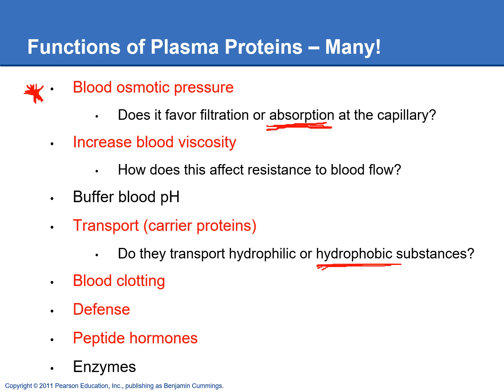Some of our plasma proteins are used for blood clotting. So they're clotting factors, which we'll talk about at the end of the chapter. And then some of our plasma proteins are used for defense. They're actually antibodies. So we'll look at that next. And then we talked about in chapter 6 how some of our plasma proteins are actually going to be protein or peptide hormones. And then also some of our plasma proteins are actually enzymes.